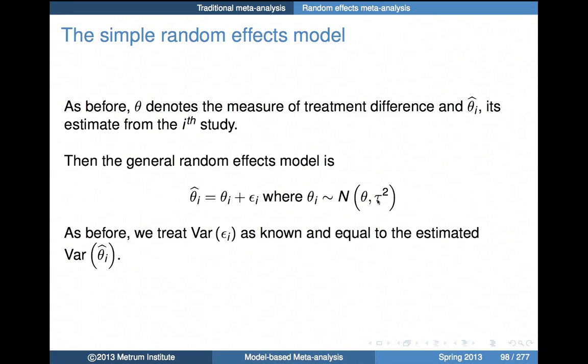And just as before in the fixed effects meta-analysis, we're treating the variance of the epsilon i's as known and equal to the estimated variance of the theta hat i's. So this is our model. If you're used to population modeling, this is a simple and probably natural extension to that fixed effects model.